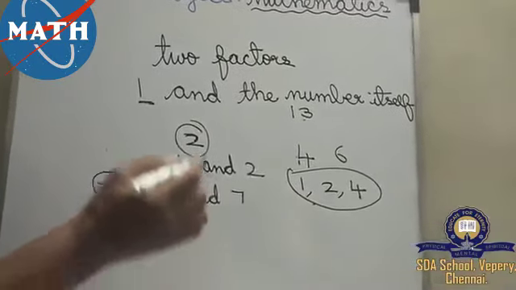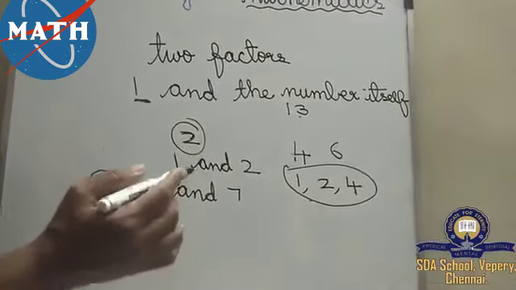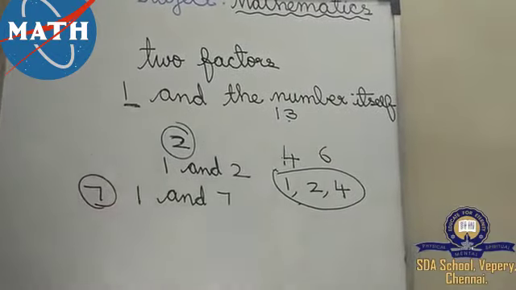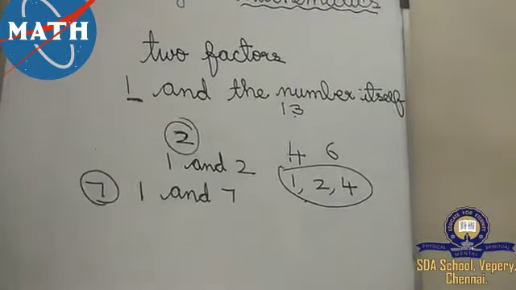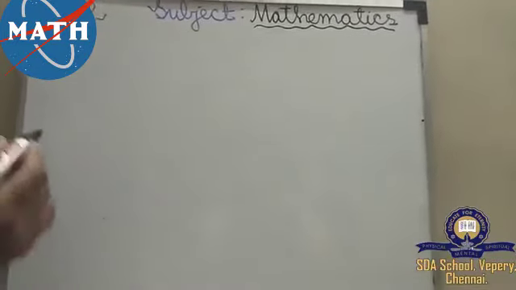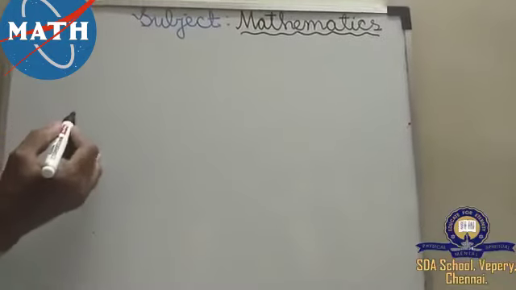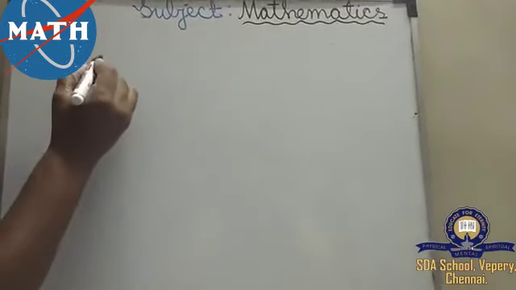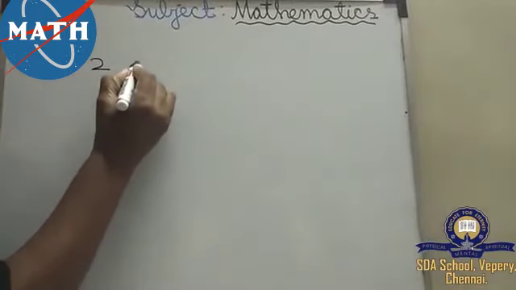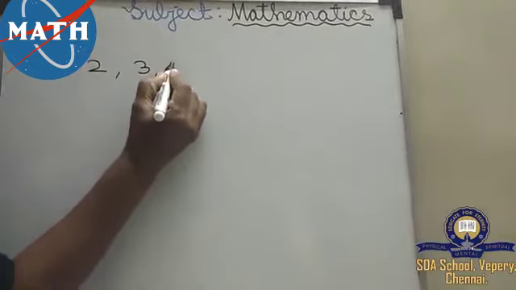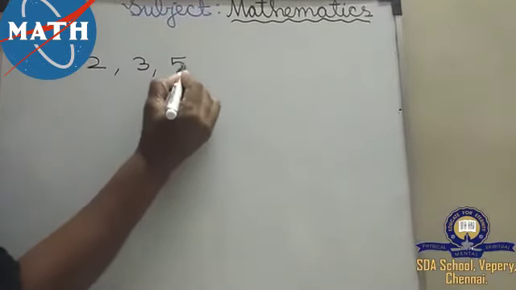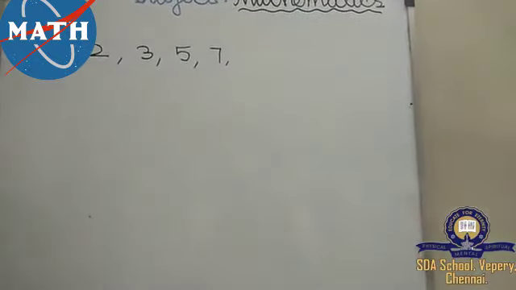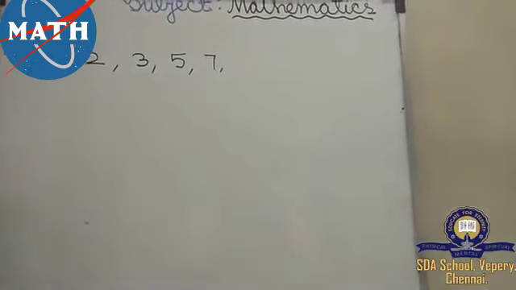Understood children? So when you do the sums, you have to use only the prime numbers. We'll see some of the prime numbers, children. We'll see what the prime numbers till 30 are. Listen carefully. The numbers are 2, 3, 5, 7. You have to keep this in mind so that it will be very easy for you to do the sums.